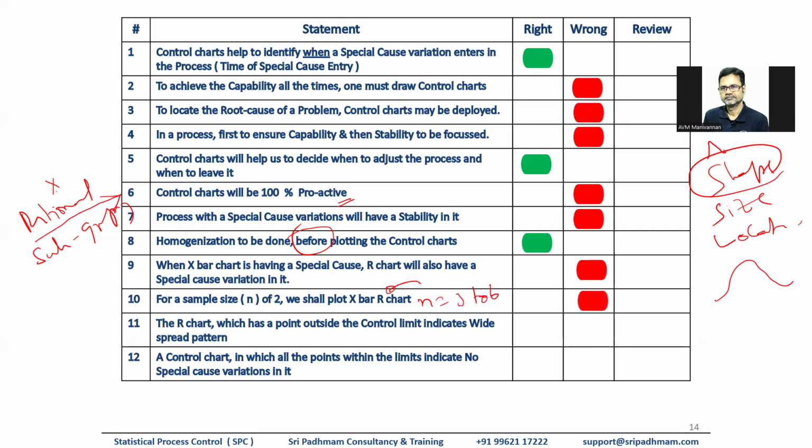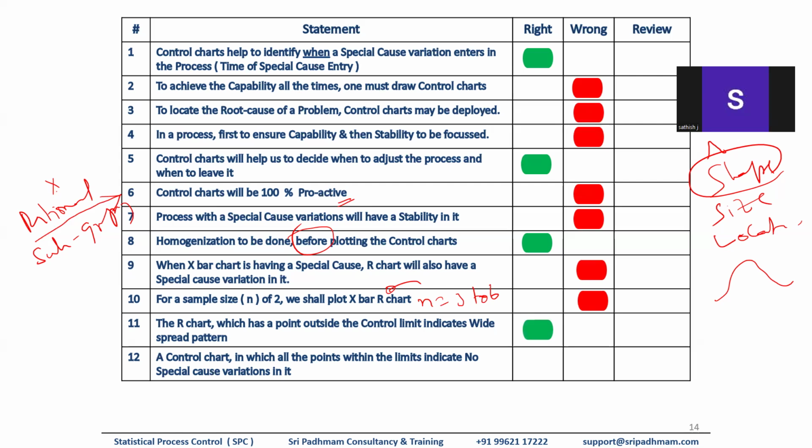11th one? Good, good, good. You answered so nicely, so confidently. 11th one? The R chart which has a point outside the control limit indicates a widespread pattern. Yes, sir. Correct. True. Super. Yes, exactly.